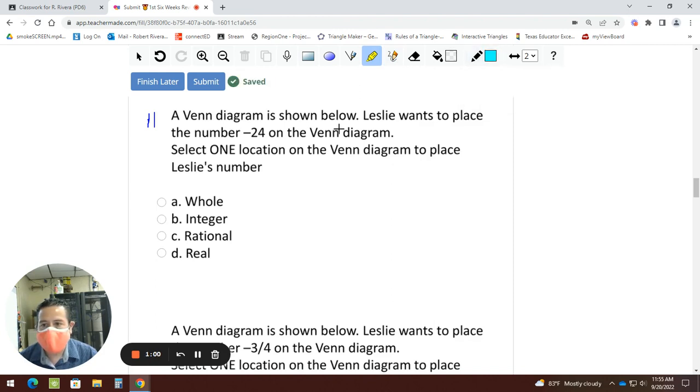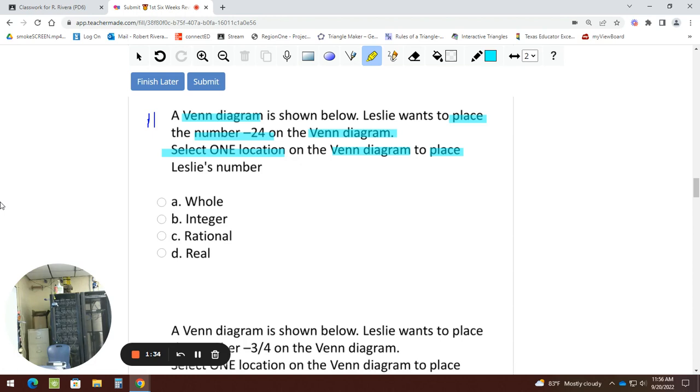A Venn diagram is shown below. Leslie wants to place the number negative 24 on the Venn diagram. So I already saw the word Venn diagram. That's important. She wants to place the number negative 24 on the Venn diagram. All that will be important. Select one location in the Venn diagram to place Leslie's number. So they want you to select only one location on the diagram so you can place it. That's the first thing you always want to do, guys. You want to go ahead and highlight what's important from the story.